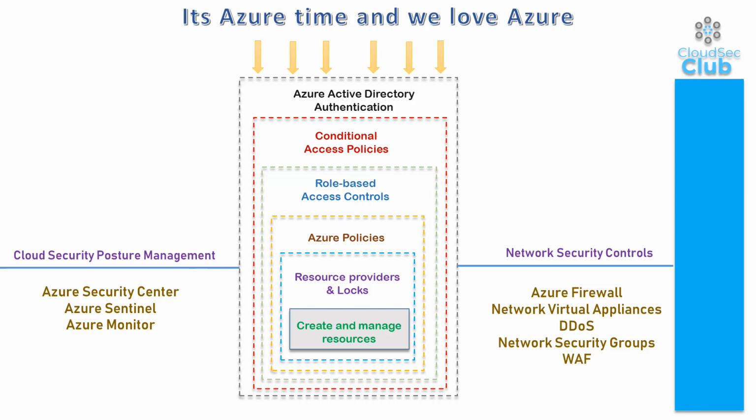And the last one is the resource providers and the locks. So, resource providers are basically the services that we use in Azure. For example, if we are using NSGs or subnets, the resource provider is the Microsoft network. So, Microsoft network is the resource provider, and NSG is the resource type that we are using.